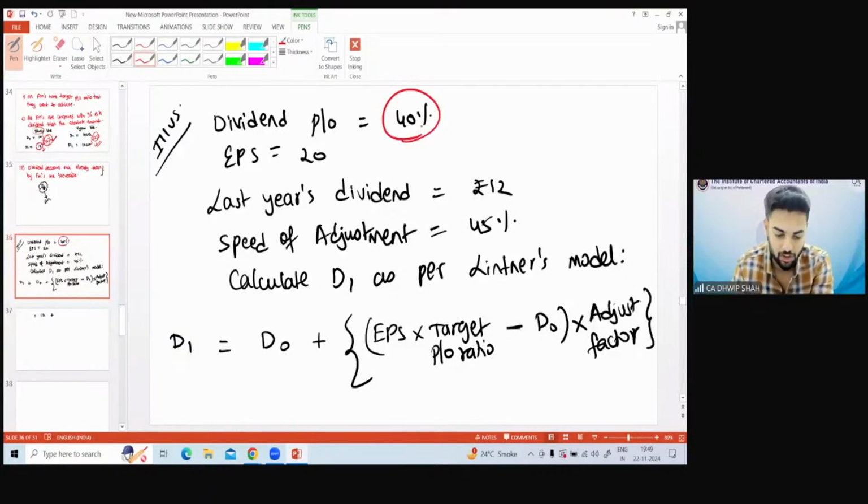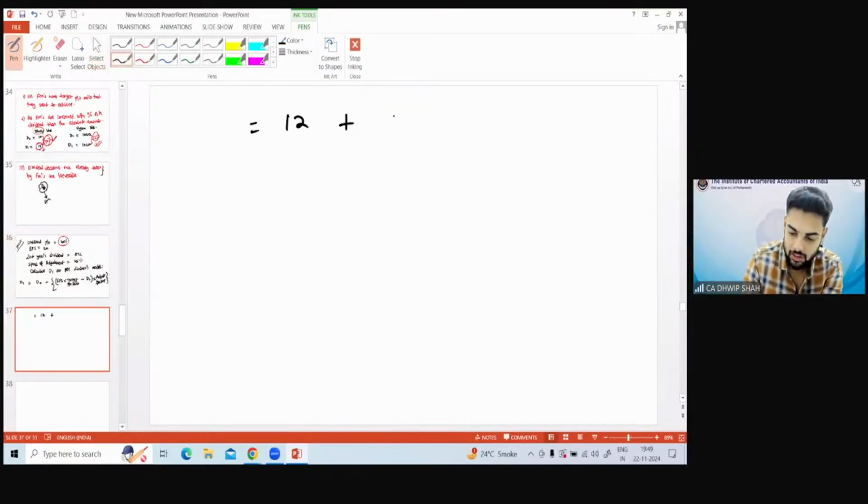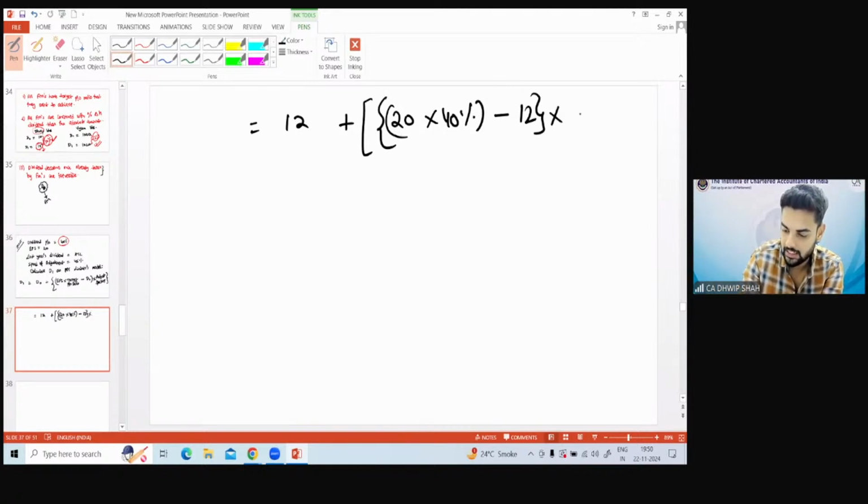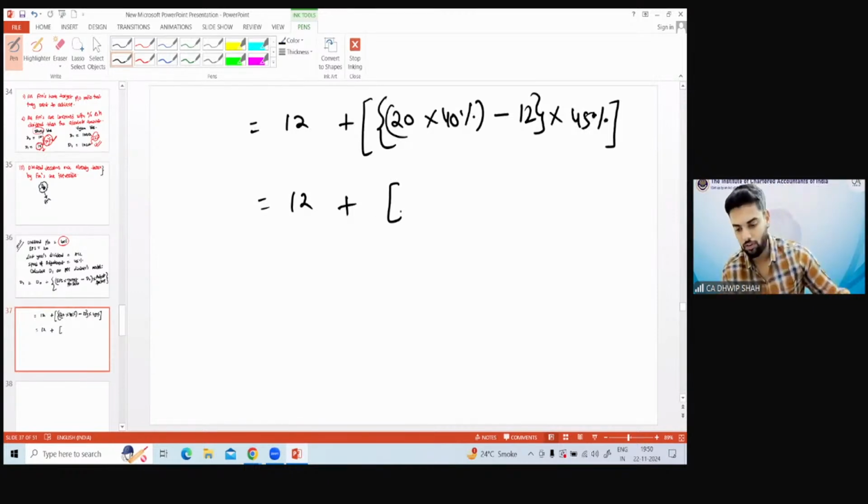Dividend payout ratio is 40%. So 20 into 40% minus D0, which is 12. And this whole thing will be multiplied by adjustment factor, which is 45%. So my D1 would be 12 plus 20 into 40%.